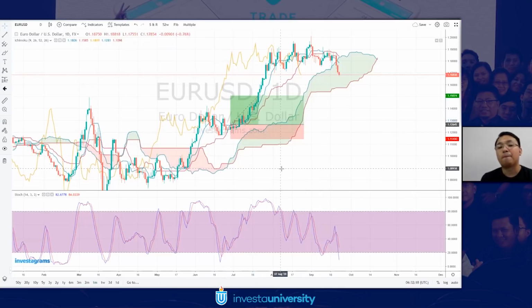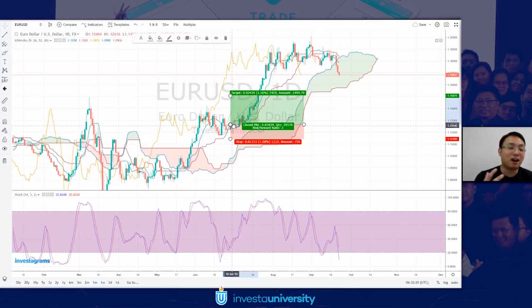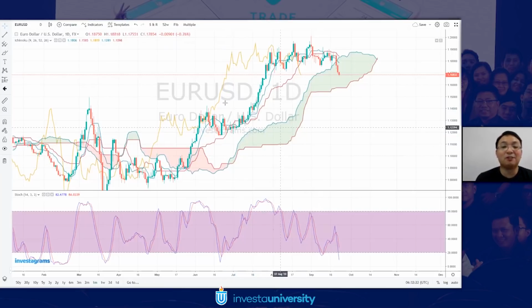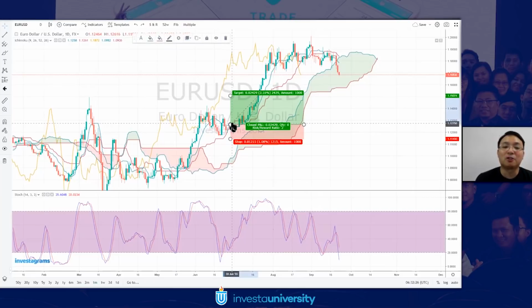Now, you have a lot of pips. Coach Alex, ilang pips ang ginalaw niyan from yung entry point natin hanggang dun sa time na nag-cross na ulit yung lines? That's almost 250 pips. That's around 250 pips. Yung risk natin is around 100 to 120 pips. All right. So that's not bad.